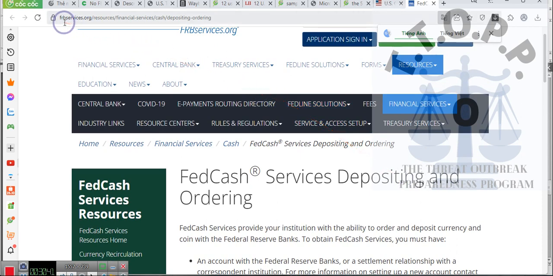This is FRBServices.org, Federal Reserve Board, FRBServices.org/resources/financial-services with an S/cash, CASH, /depositing-ordering without an S. Depositing-ordering. That's where we are.